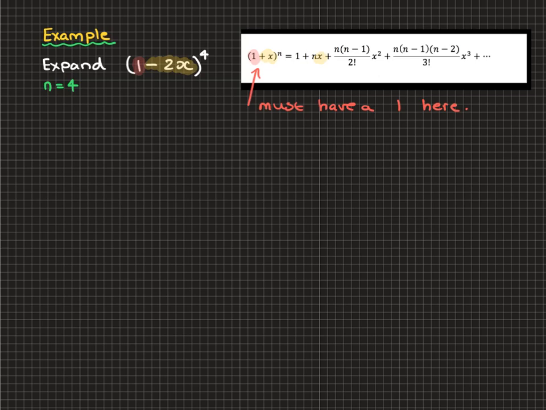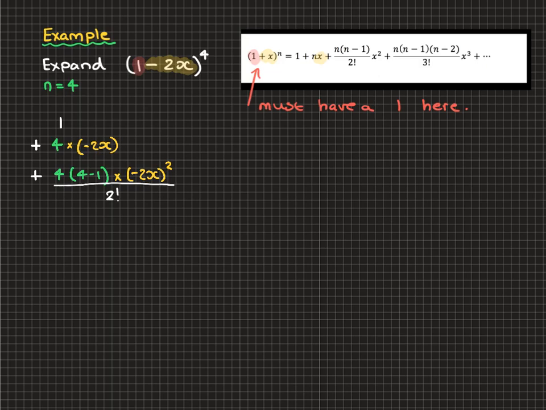So my first term is equal to 1. Now my next term is going to be n times x. So my n value is 4 and x here is represented by negative 2x in the expansion. What's my next term? It's n multiplied by n minus 1 multiplied by x squared, which is negative 2x all squared, all over 2 factorial.